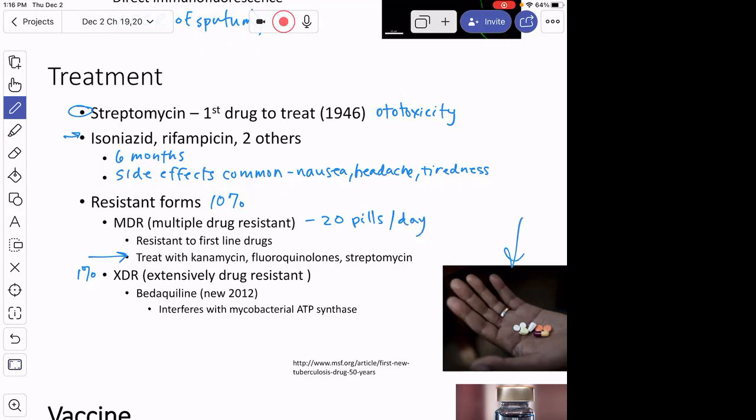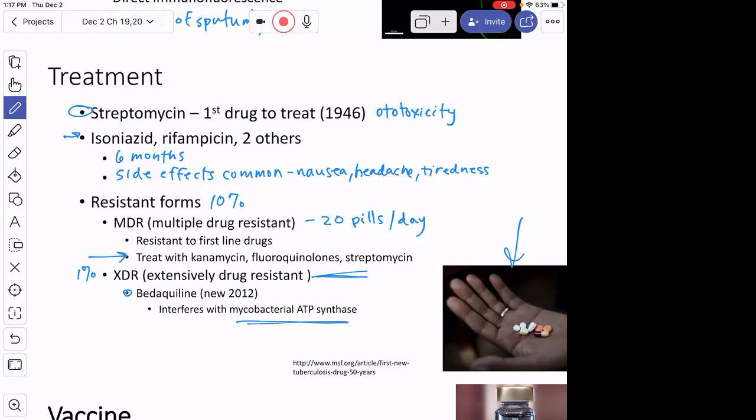We did have a new drug that came out about 10 years ago. It was the first new mechanism that has come out in over 50 years. It interferes with the mycobacterial ATP synthase, so it interferes with ATP production. But this is a scary thing, the whole drug resistance, because again, it is so difficult to treat already.